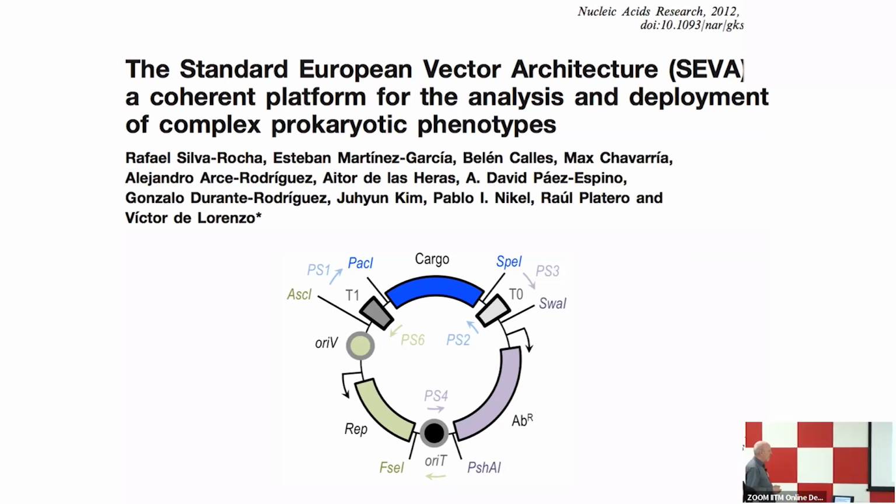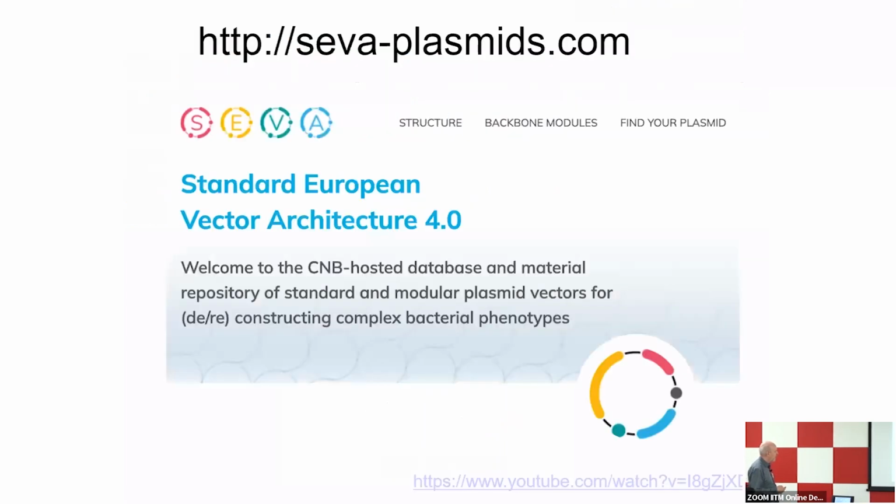Then at some point, someone said, why don't we make an effort and try to standardize plasmid vectors following single rules? This ended up with the initiative called the Standard European Vector Architecture, which is now in its 4.0 stage. It is about having plasmids and vectors engineered in a modular fashion, in such a way that the result has many advantages with respect to what we had before.